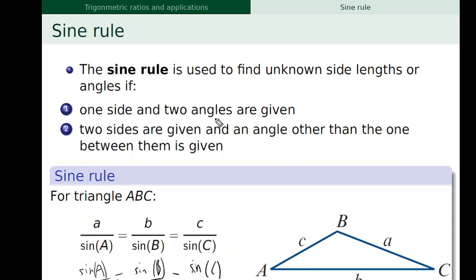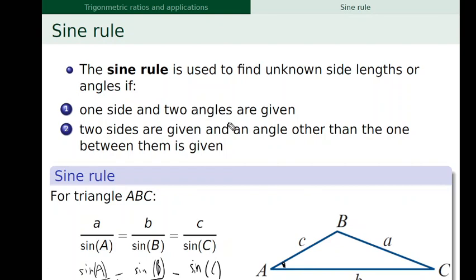Now, the times that we use it is if we're given one side and two angles, or if we're given two sides and an angle other than the one in between them. So say I knew the length of c and the length of b and the size of this angle A. Because that's between them, I can't actually use the sine rule for that one. We're going to need a different rule that we're going to learn down the track.